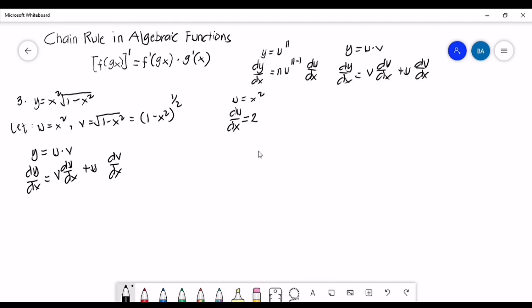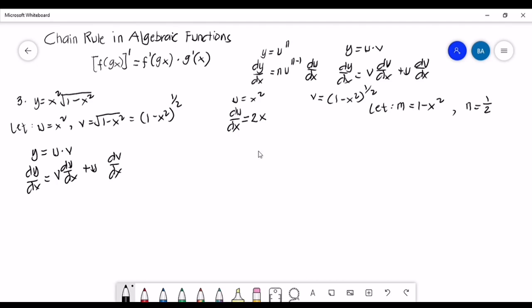So 2x, this is already 1. So 2x. For the next one, to solve for v, if our v is equal to 1 minus x squared raised to 1/2, we can use a substitution method again. So let m equal 1 minus x squared, and then our n is equal to 1 half.